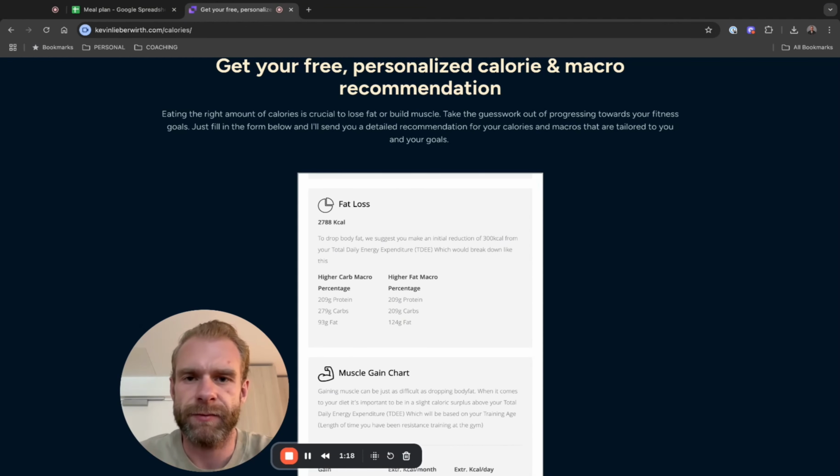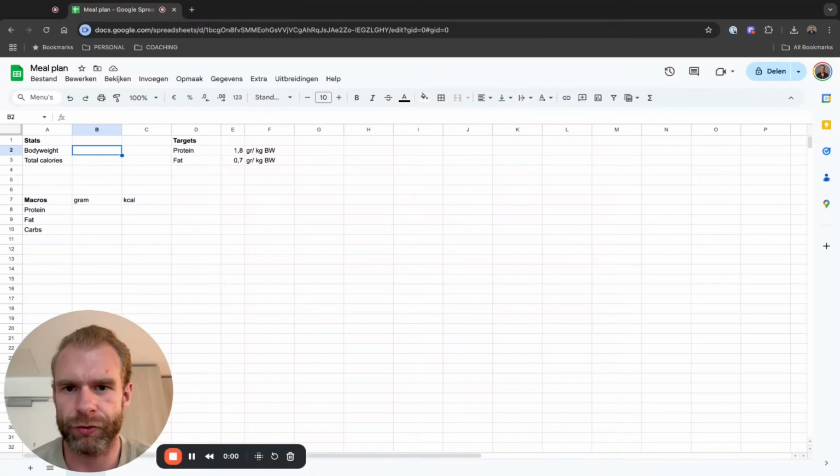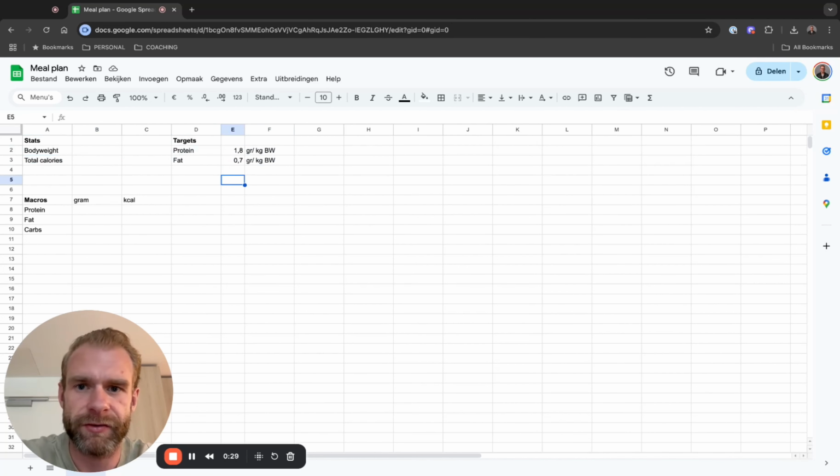The calories listed here as my fat loss calories are going to be my target calories for the day, which I'm going to use in my spreadsheet. I'm going to use this Google Sheet to calculate macros, and that's going to be the basis of our meal plan. Two things you're going to need are your body weight and your total daily calories that you've just calculated using the calculator. I've preloaded this with the protein and fat macros, which we're going to use to calculate how many grams of protein and fats you're going to eat every day.